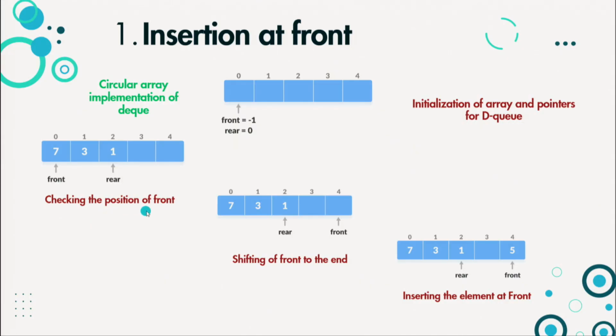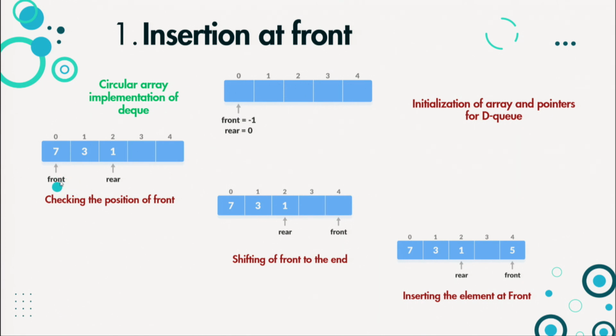Initially we have 5 locations in our DQ and we are having just 3 elements in our DQ at this moment, and my front is pointing to the first position of the array. So, front's value is 0 and rear's value is 2. We are checking whether front is free or not. Now, in our case front is already containing an element 7. So, what we do is that we have to reinitialize front.